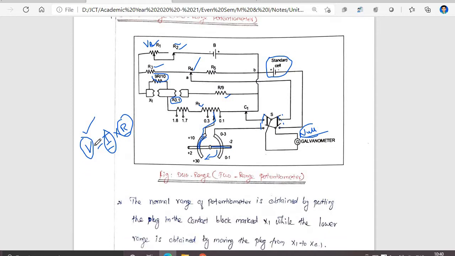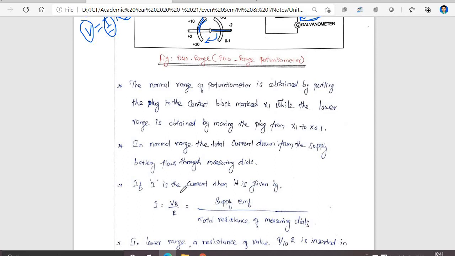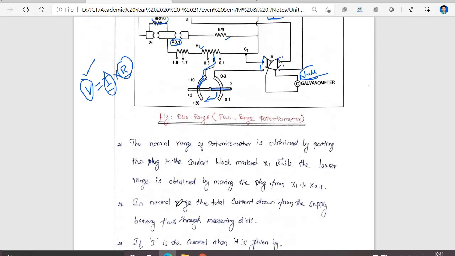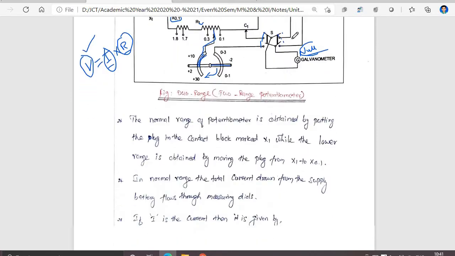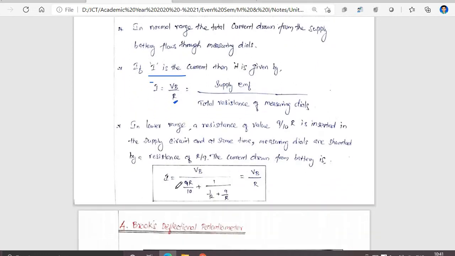So here, how to find out the current: current I is given by the general formula I equal to VB divided by R. VB is our battery source, the known standard cell voltage, and R is the total resistance in the circuit. And how can we find out the resistance? It's a difficult one because multiple resistances are used.